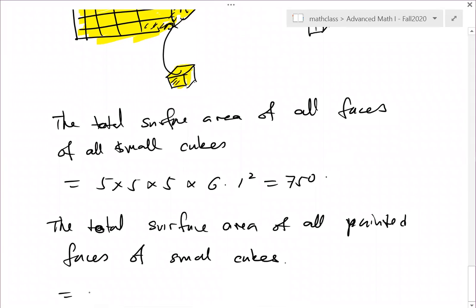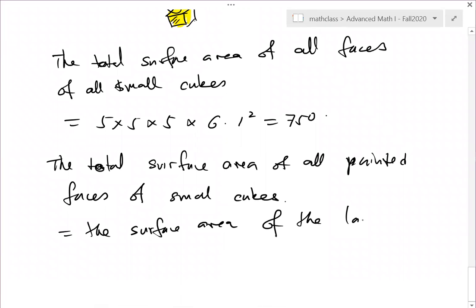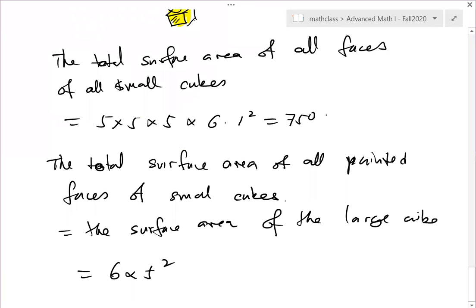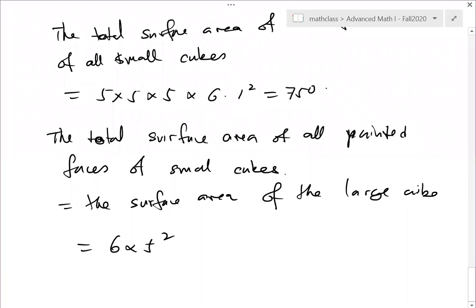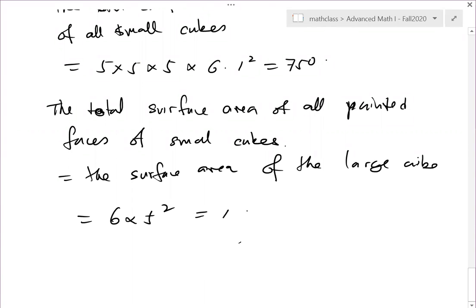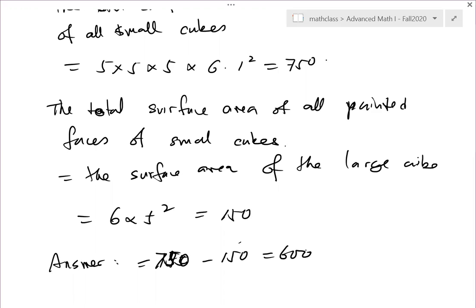So that's why this is just equal to the surface area of the larger cube. And for the larger cube, I know it's 6 times 5 square. 5 square, 5 times 5, is the area of one face, and multiplying by 6 gives you 6 faces. That is going to be 150. So the answer is going to be 750 minus 150, which is 600. Why minus? Because you're talking about the total area of unpainted faces. That's why it just takes a subtraction.